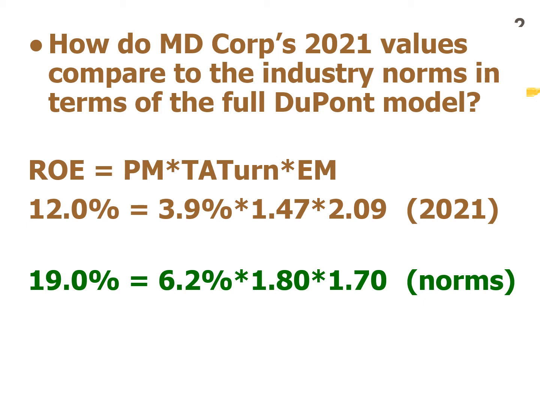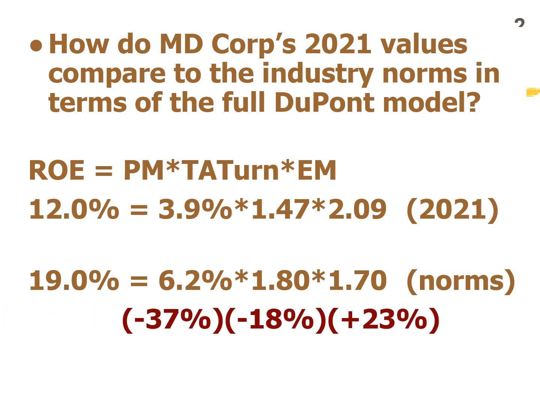Or is it volume, the total asset turnover, which reflects the amount of sales generated per dollar of assets? Or finally, is it the equity multiplier, which reflects MD's use of debt? The higher the level of debt, the higher will be the equity multiplier.